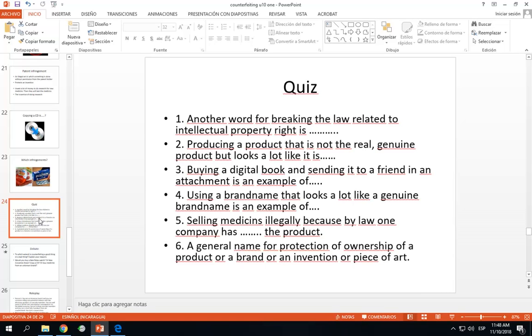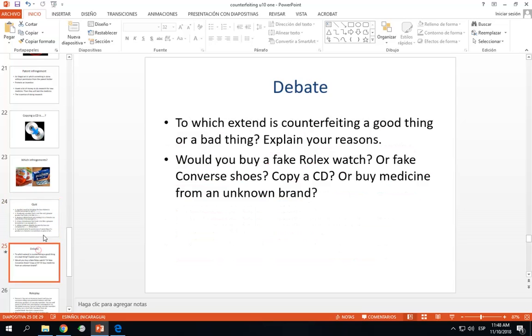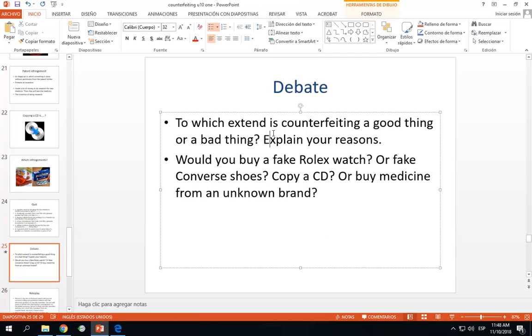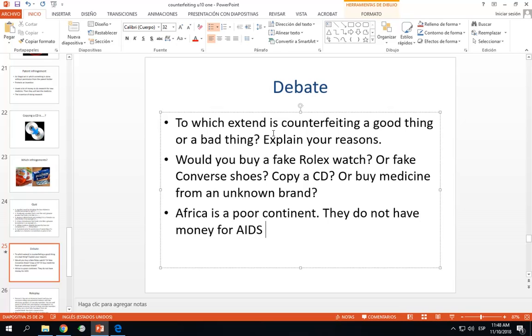A general name for protection of ownership is copyright. Copyright. Or copy wrong. Okay, right now, I just want you to pause for a moment and think about this. This is a dilemma. Africa is a poor continent. They do not have money for AIDS medicines.